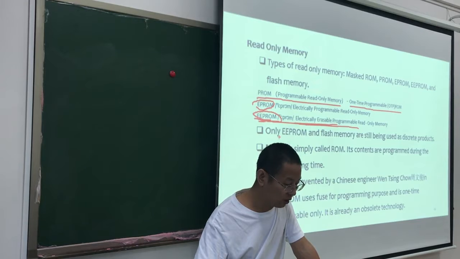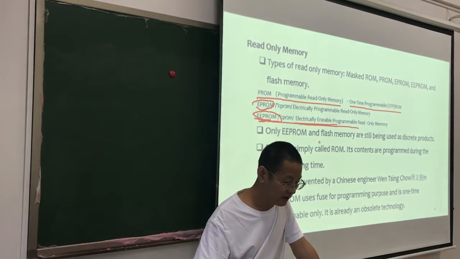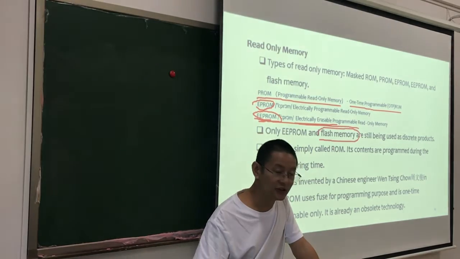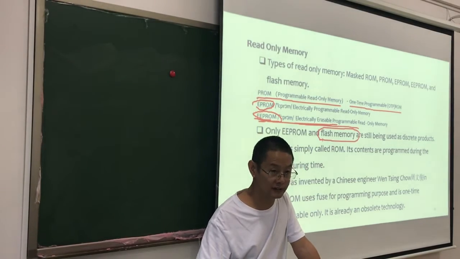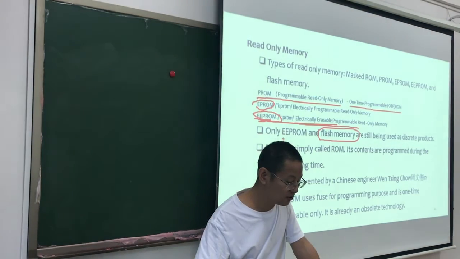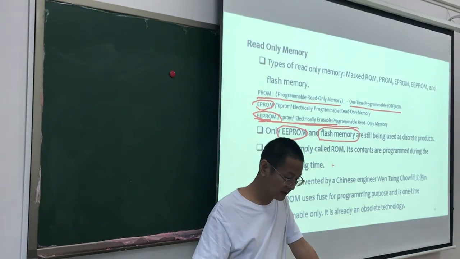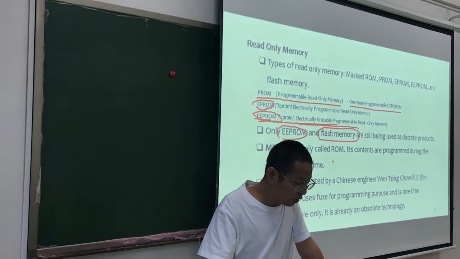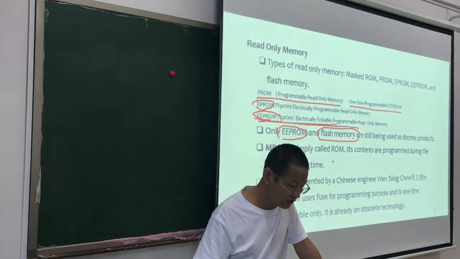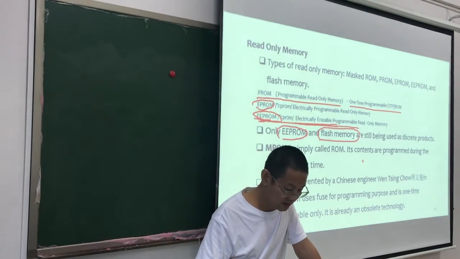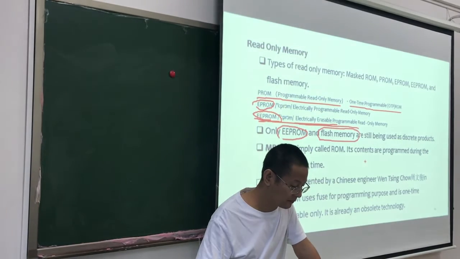Only EEPROM and flash memories are still being used as discrete products. The flash memory we use is in the USB disk. EEPROM we use on the single chip. Mask ROM is simply called ROM. Its contents are programmed during the manufacturing time.